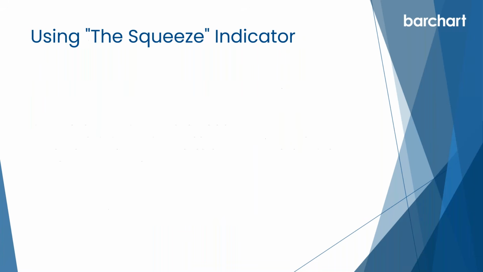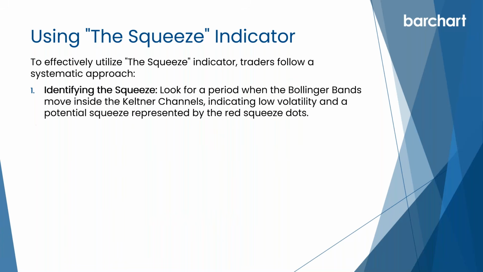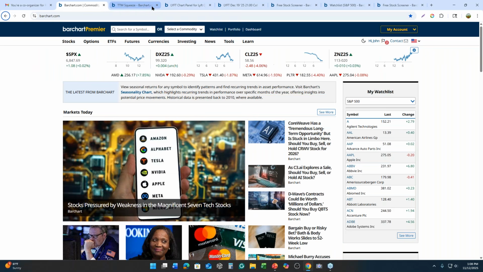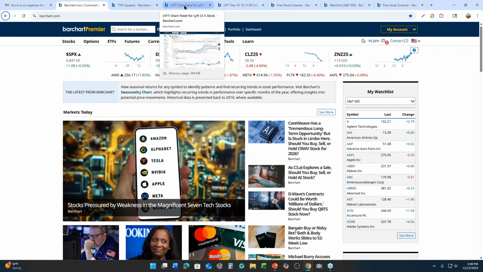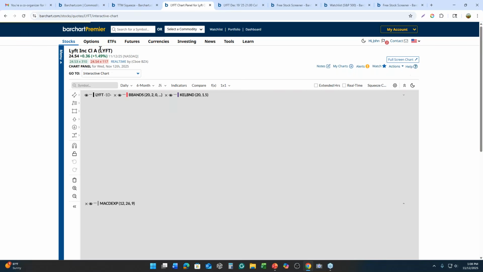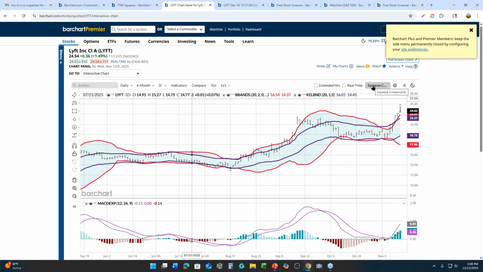Now, using the squeeze indicator, we're going to use a very systematic approach. But before we get to that, I want to give you a better understanding of the squeeze based on a visualization. What I've done here is create a template that has the components of the TTM squeeze, and it mimics the squeeze. Now, it's not exactly the same, but I think this will help you understand what is going on with the squeeze.